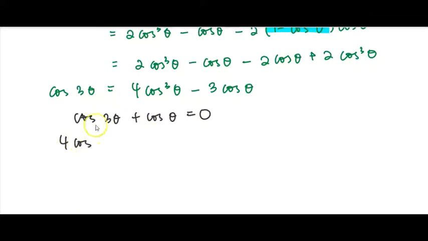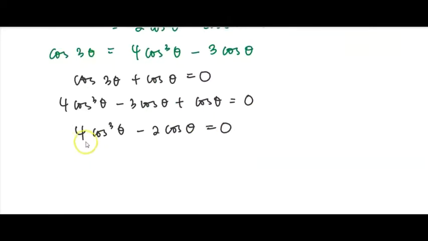So here the cos 3 theta will be replaced by 4 cos cube theta minus 3 cos theta, and then this positive cos theta just copy down and equate to the right hand side 0. Simplify further, I have 4 cos cube theta minus 2 cos theta equals 0, and now I can factor out the 2 and cos theta. I got 2 cos square theta minus 1 equals 0.